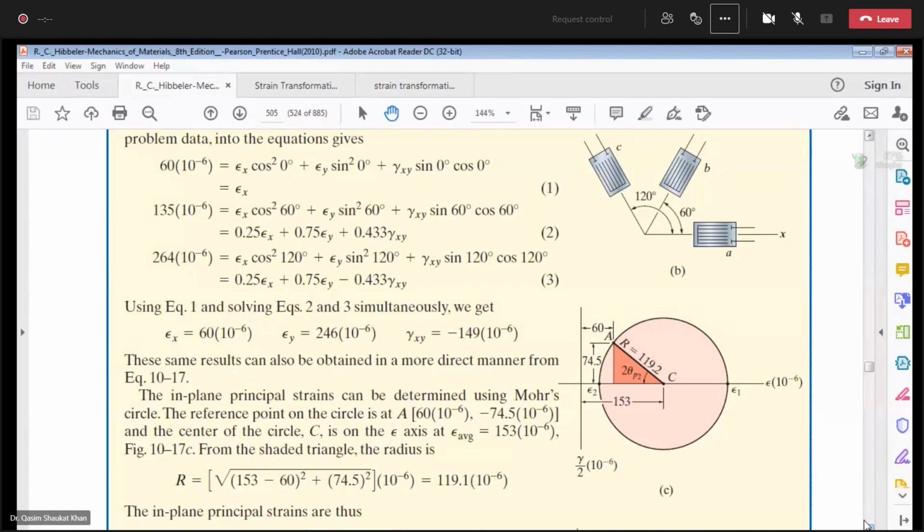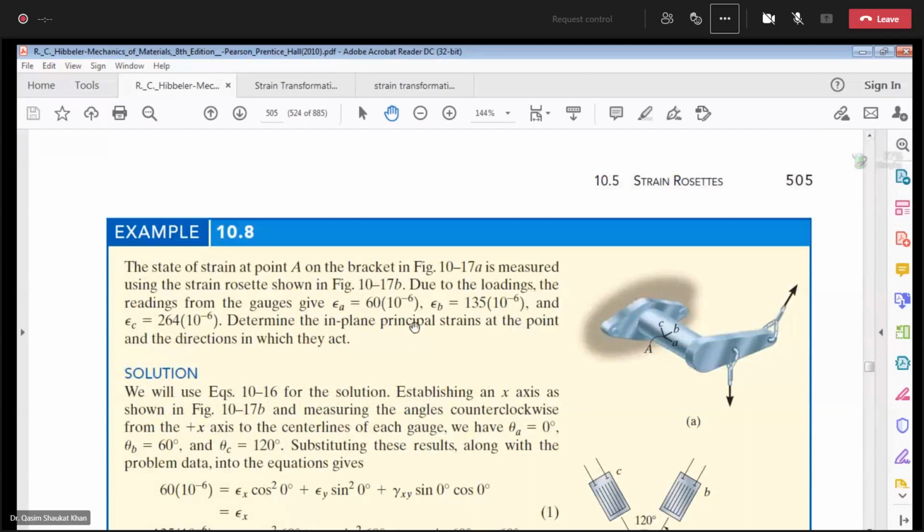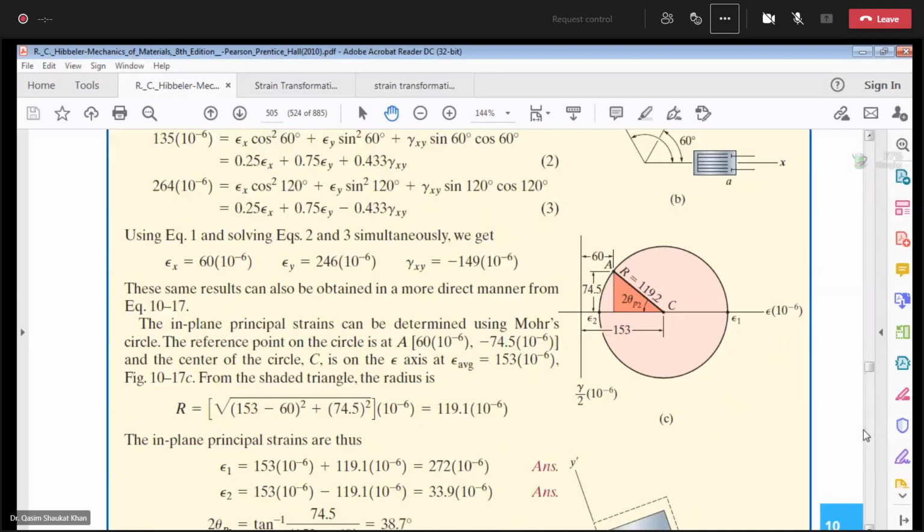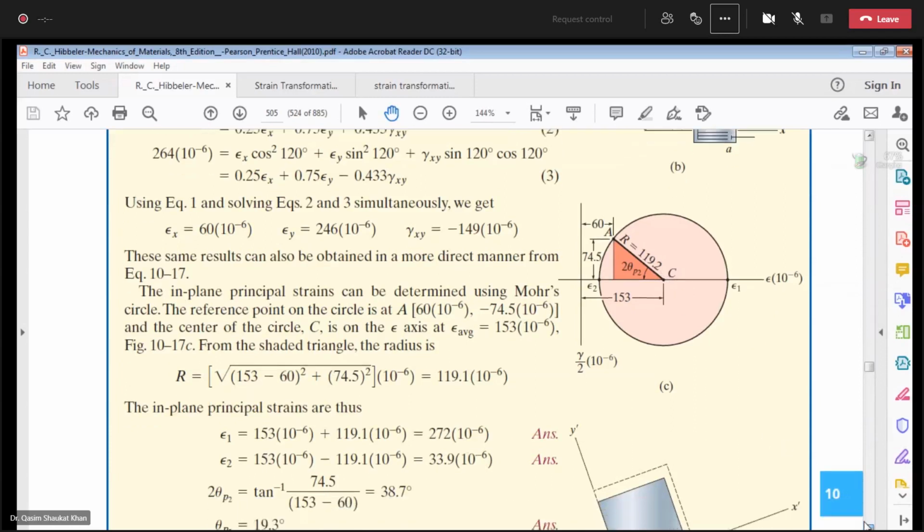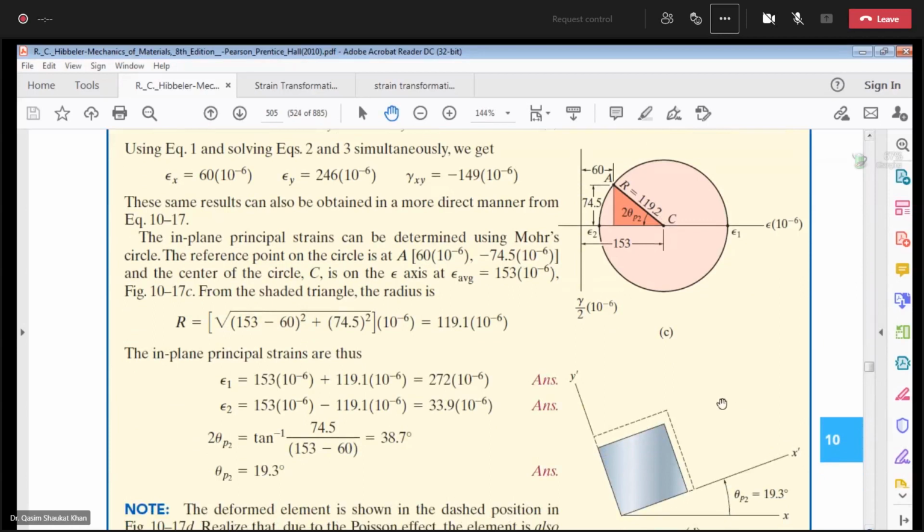Now in the question it was asked to calculate the in-plane principal strains. You can calculate principal strains. In this case I would like you to calculate using the equations, because we have done a number of numericals with the help of Mohr's circle. So just put the values in the equation, calculate the principal strains, and let me know the answer. If you find any difficulty, ask me so that we can solve this.